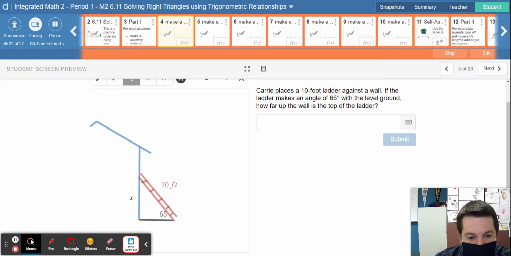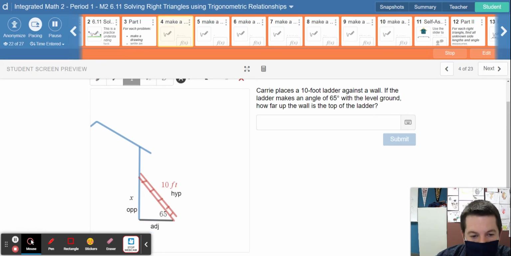Now I need to identify my hypotenuse side. My hypotenuse would be the longest side, which is opposite of the 90. This is my hypotenuse here. x would be my opposite since it's not touching the angle. It's my opposite side. And then the ground would be my adjacent since it's touching the angle of reference. Now I have my hypotenuse, adjacent, and opposite.